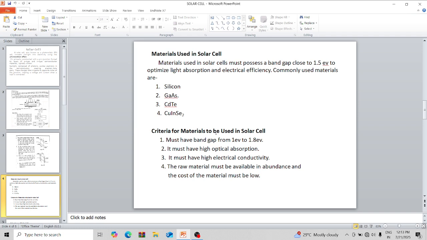Criteria for materials to be used in solar cell are: the materials must have a band gap from 1 electron volt to 1.8 electron volt. It must have high optical absorption. It must have high electrical conductivity. The raw material must be available in abundance and the cost of the material must be low.